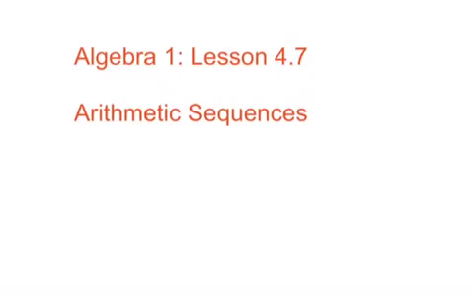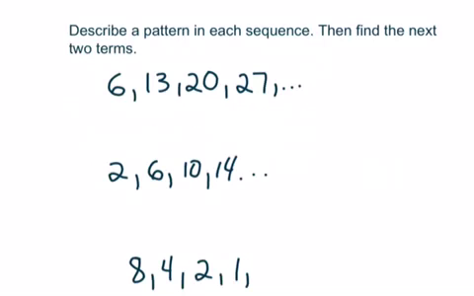Hi everyone, in this video we will learn about arithmetic sequences, lesson 4.7. Okay, so first of all, a sequence is a list of numbers with a continuing pattern. An arithmetic sequence, like the word arithmetic, has adding or subtracting a pattern to get the next number. In these problems we have to describe the pattern and then find the next two terms in the sequence.